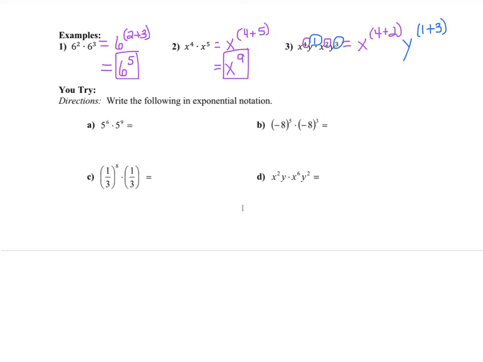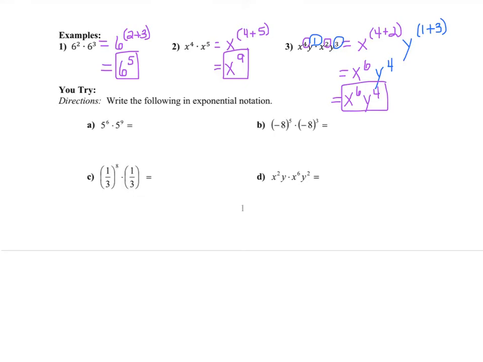Now your next step, add them up. So equals x, 4 plus 2 is 6, and then y, 1 plus 3 is 4. So your final answer is x to the 6th power times y to the 4th power. You want to get your bases together, and that is your answer. So get your bases together first, and then add your exponents.